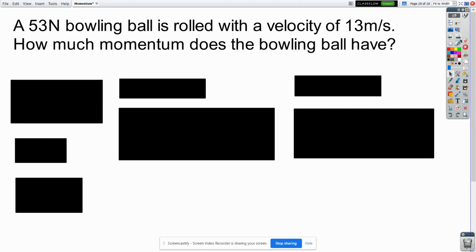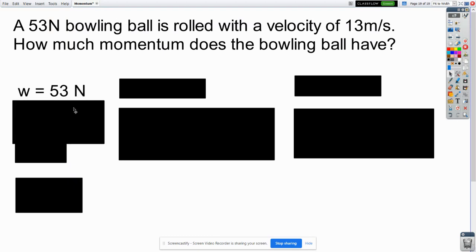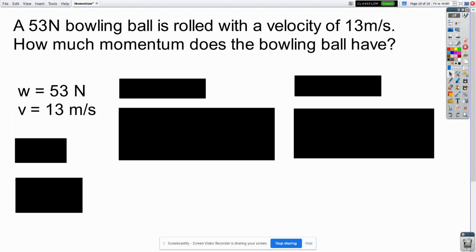Let's take a look at this one. A 53 Newton bowling ball is rolled with a velocity of 13 meters per second. How much momentum does the bowling ball have? Sounds a lot like the bicycle, the child, the car examples that we did, but with one big twist. Newtons are not mass. Told you before, when it says newtons right before the name of an object, 53 Newton bowling ball, that's a weight. The 13 meters per second, that would be a velocity.